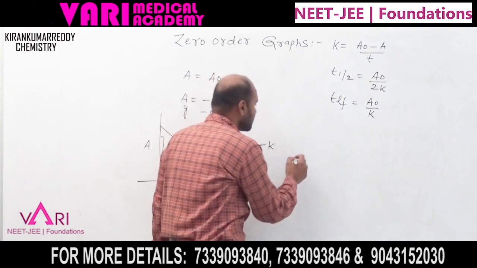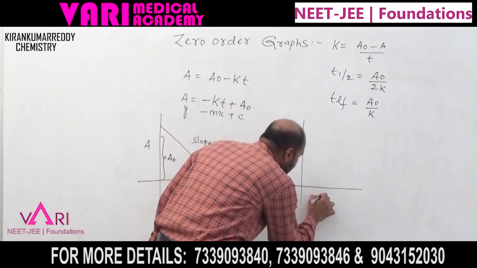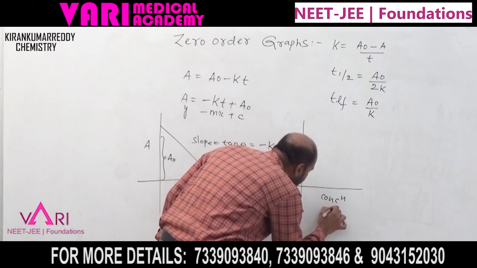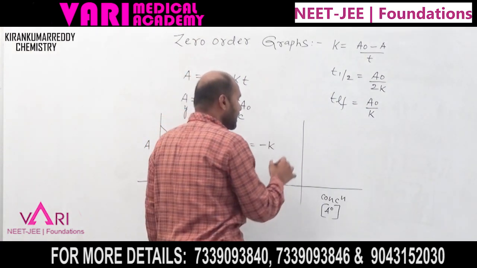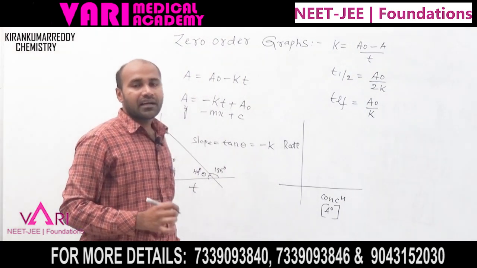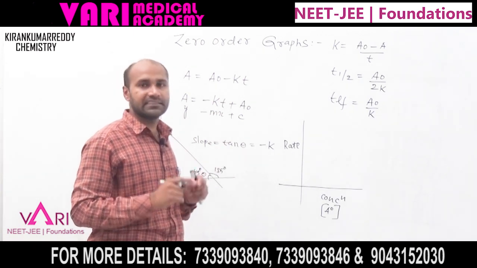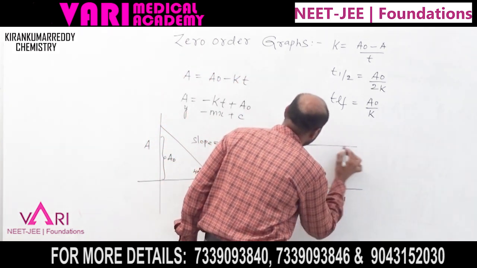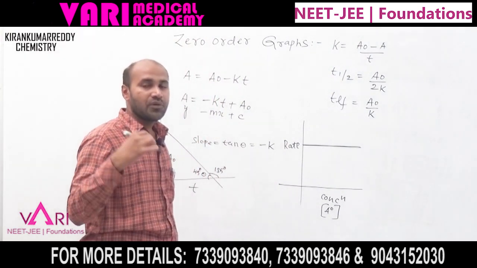Next one, a question asked last year. Here on the x-axis I am taking concentration of the reactant, meaning A0, the initial concentration of the reactant. Here I am writing rate. For zero order reaction, rate does not depend on concentration of the reactant. It is independent of the concentration of reactant. That's why a constant graph is drawn. This is the NEET question asked last year, on zero order and first order.